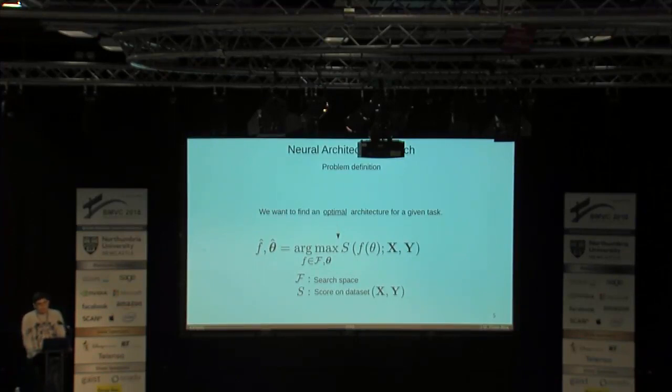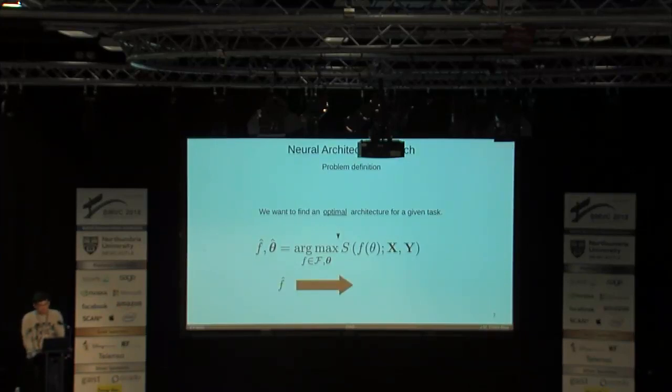So we want to find the most optimal architecture F that belongs to a search space, a search domain, capital F. And of course, we want to obtain as well the parameters of the neural network F, but this is usually obtained in a block-based manner with stochastic gradient descent first on the parameters.